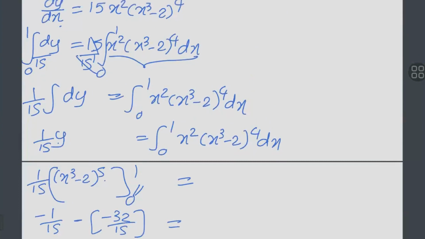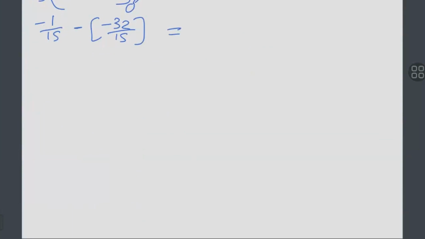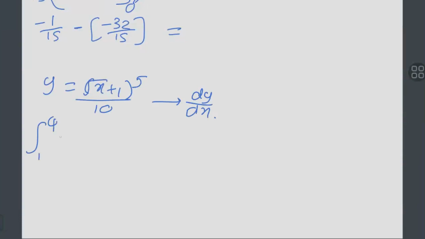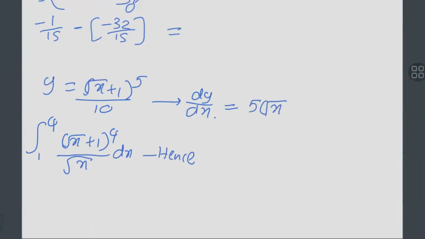I'll do another question, because this has a differentiation first part and a second part, hence evaluate. Another one: I'll give you y equals root x plus 1 to the power 5 over 10. First find dy over dx. For the second part, they ask from 1 to 4, integrate root x plus 1 to the power 4 over root x dx, hence integrate. For this answer we use 5 into root x plus 1 to the power 4, into the derivative of root x, half x to the power minus half, over 10.